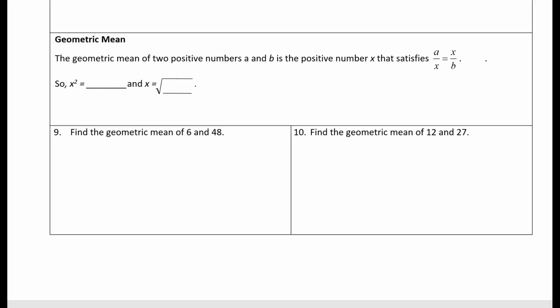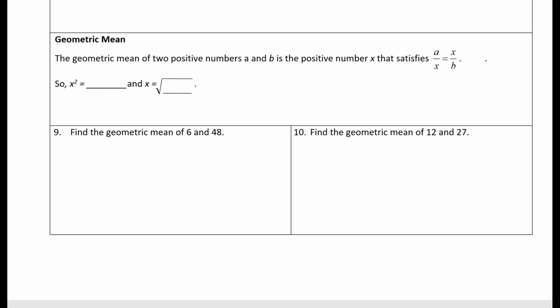In this last portion of the video, we are going to wrap up geometric mean. As you saw in the previous video, we are really going to use geometric mean in dealing with similar triangles. But for right now, I just need you to know the definition and how to work with geometric mean.